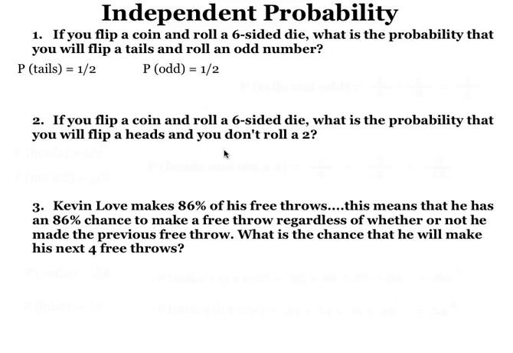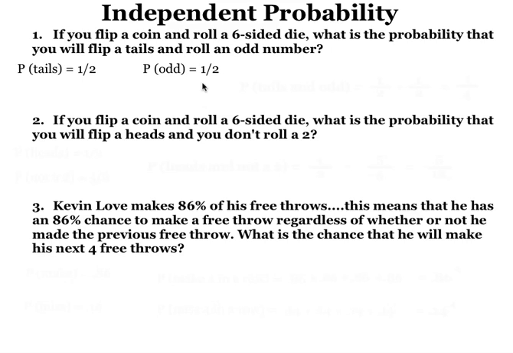Number 1 says, if you flip a coin and roll a 6-sided die, what is the probability that you will flip a tails and roll an odd number? Well, to do this problem, you have to understand that the probability of getting tails is equal to 1/2. The probability of getting an odd number when you roll a die is also equal to 1/2 because there are 3 odd numbers on a 6-sided die, 1, 3, and 5, and there are 6 different outcomes. And 3 divided by 6 reduces to 1/2.